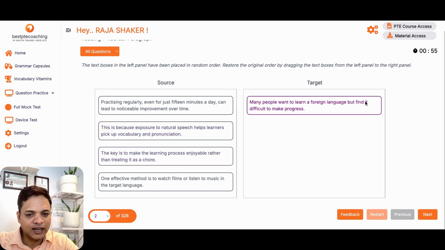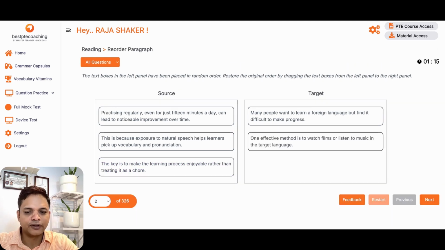I'm simply matching the last part of the first one with the first part of everything. The key is to make the learning process enjoyable rather than treating it as a chore. Okay, this is like a summary statement. Not summary, the conclusion piece kind of thing it is. So one effective way is to watch films or listen to music in the target language. Okay, fine, can use it.